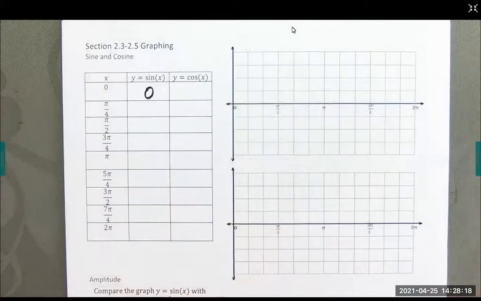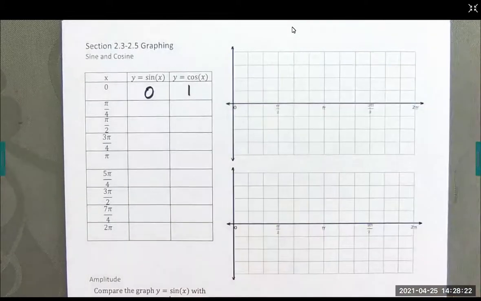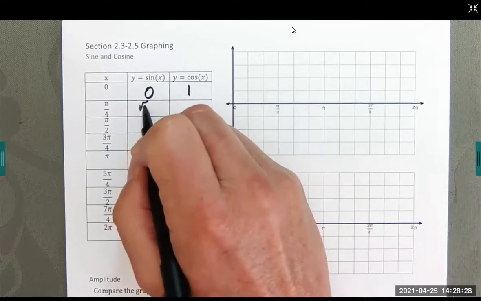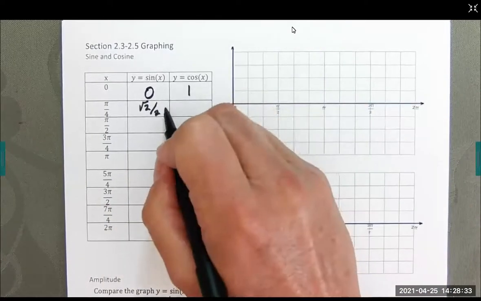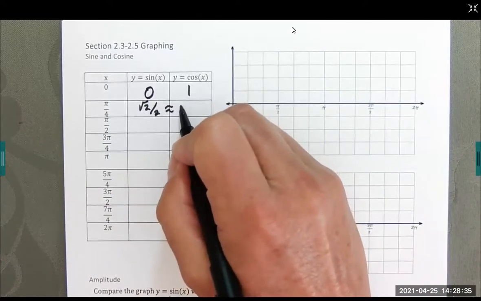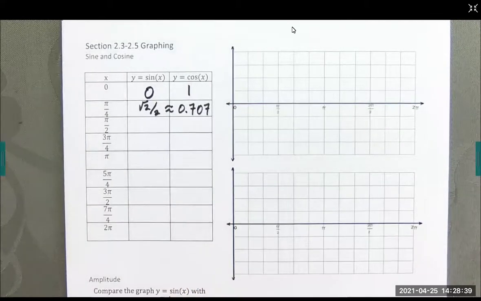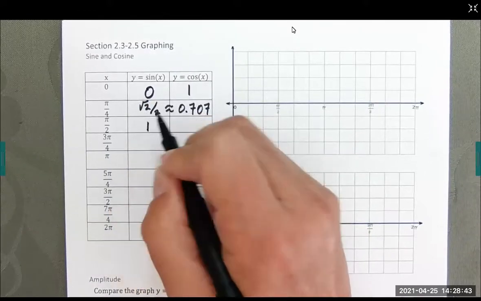That is 0. What's the cosine of 0? That's 1. Again, you could look at a unit circle and see that. Next up, pi over 4, root 2 over 2 for both. And actually, if we divide that out, we get 0.707-ish. Pi over 2, sine is at 1, cosine is at 0.